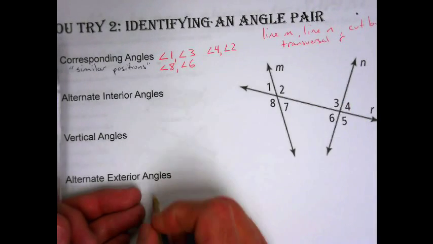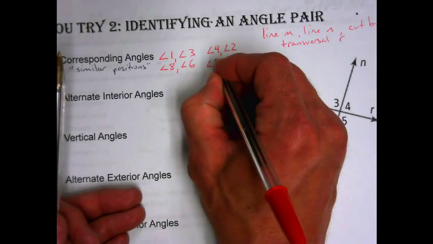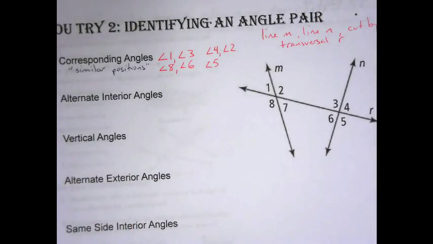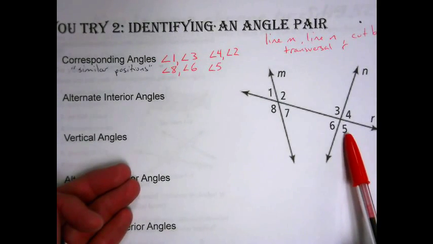And then what's another pair? We haven't looked at 5 and 7 yet. So what if I said, let's look at angle 5. What would be corresponding to angle 5? In the group of angles here, angle 5 is in the bottom right.